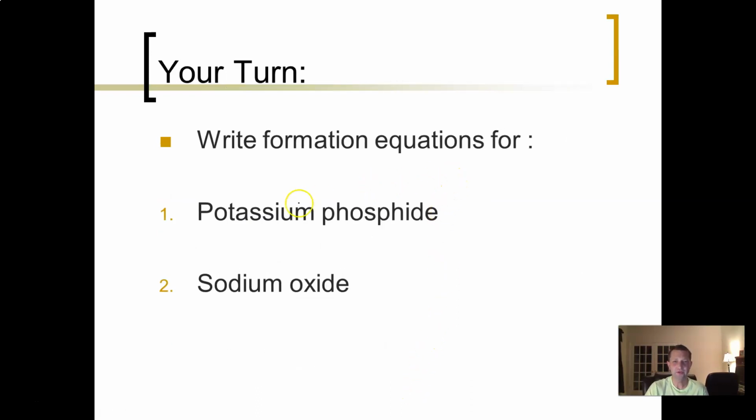Let's do the formation equation for potassium phosphide and sodium oxide. I'll do the first one, then you can pause it and try the next one. So potassium phosphide is going to be K3P. You need to know your nomenclature. You need to know your charges on your ions. You need to know how to write these, okay? Or else you're going to get all this wrong, right? You need to make sure you know what those ions are. Brush up on them from Chem 1 if you forget.